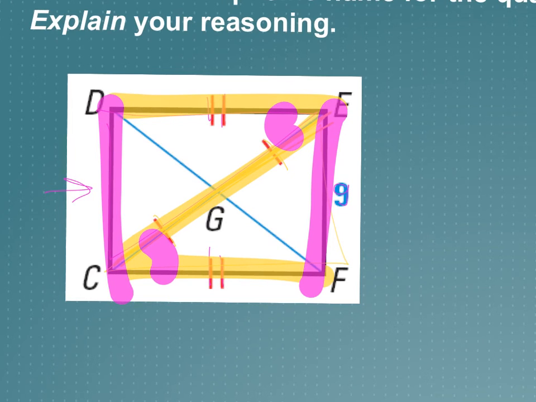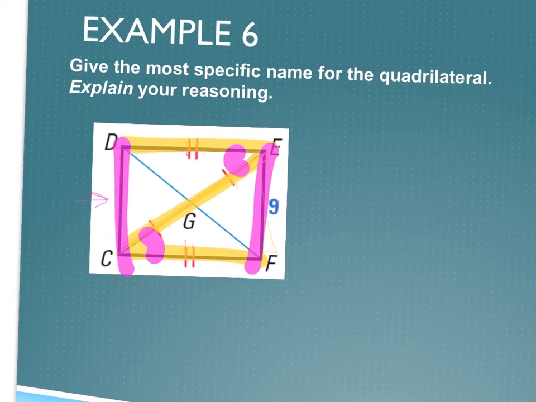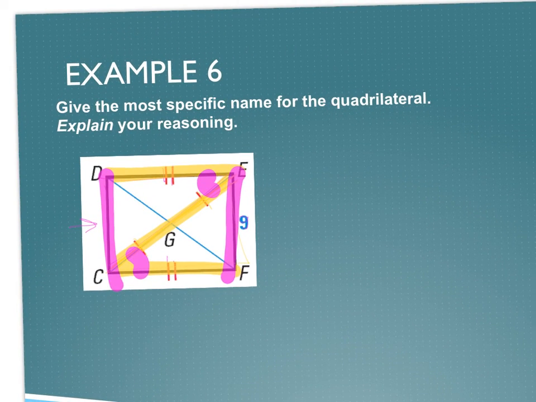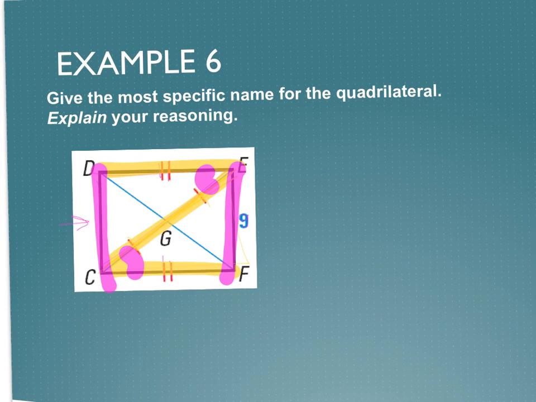So this is not enough information to prove that they are congruent, which means that the only thing I know about this is that I've got one pair of parallel sides and that one diagonal that's bisected. So this isn't enough to prove anything other than this is a quadrilateral, which is just that 4-sided figure.